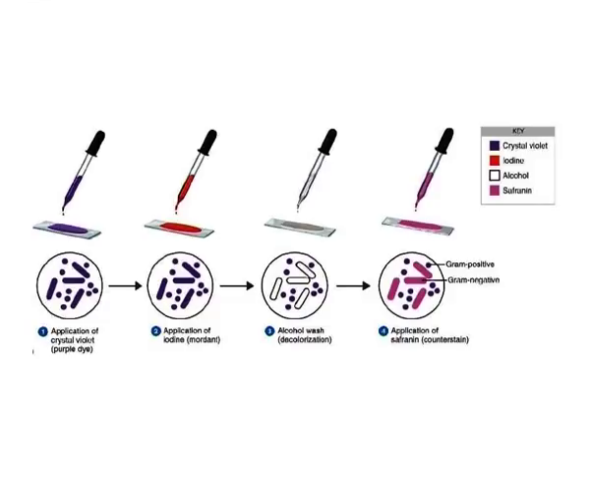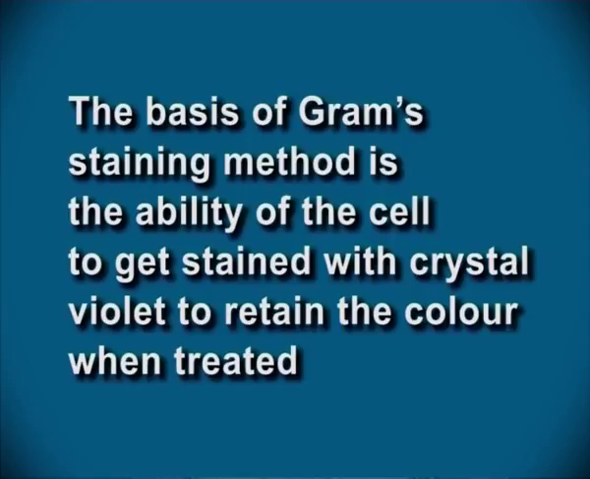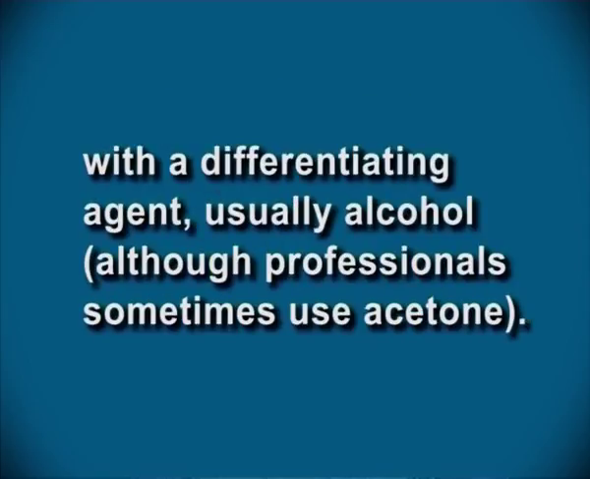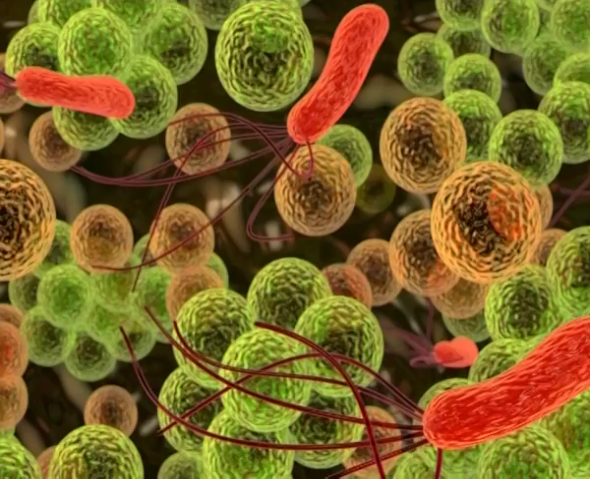in figure 4. The reaction of bacteria to the gram staining method is a consequence of differences in the chemical structure of the bacterial cell wall and is a key feature in their identification. The basis of the gram staining method is the ability of the cell to get stained with crystal violet and to retain the color when treated with a differentiating agent, usually alcohol, although professionals sometimes do use acetone. They are further stained in the contrasting color of a counter stain, usually pink or red.